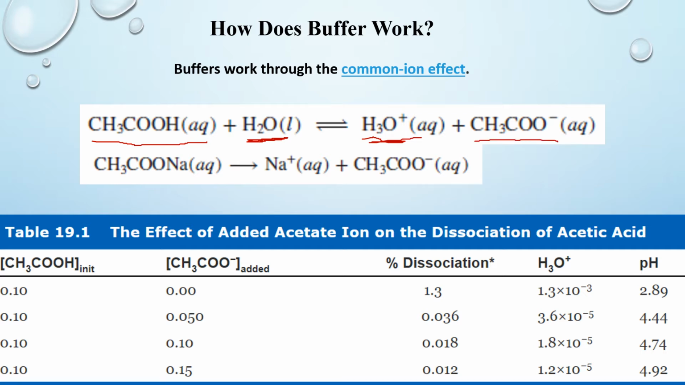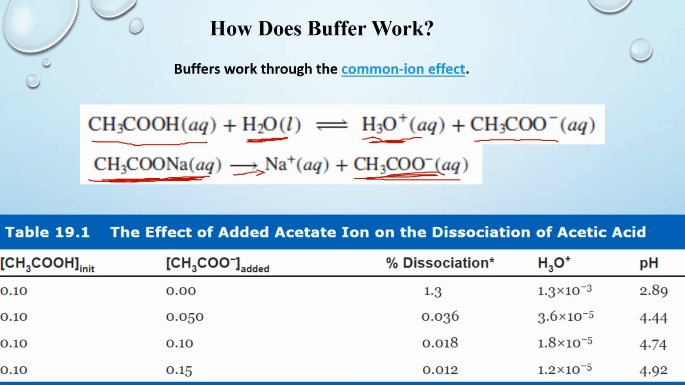But if you add sodium acetate, so instead of adding the acid, you're adding a salt, this ionic compound will completely dissociate, so you have this one-sided arrow. The sodium is the spectator ion, which is not involved in the reaction. So the amount of this conjugate base, the acetate here, is equal to the concentration of the salt you added.